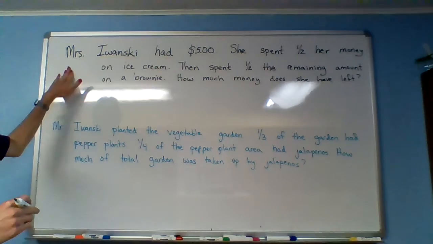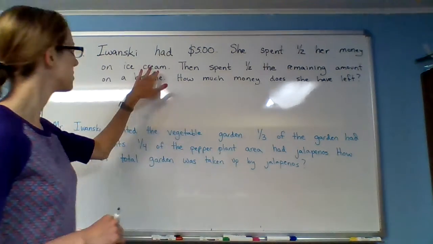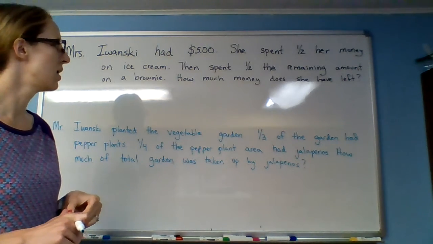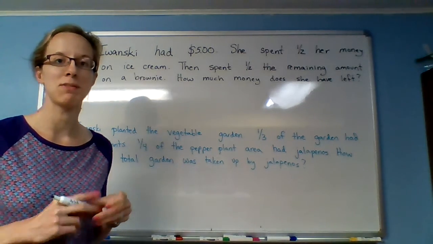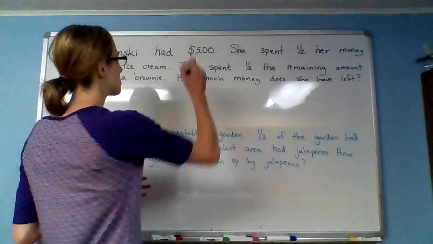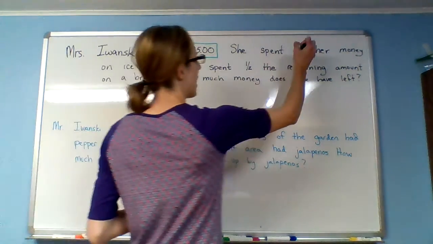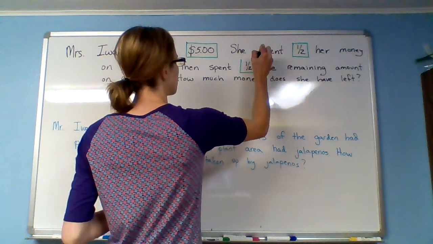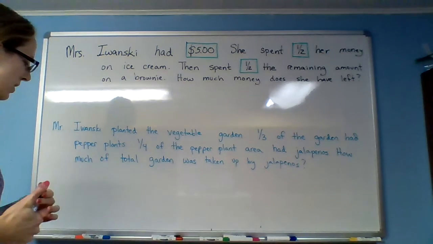Mrs. Iwanski had $5. She spent half of her money on ice cream and then spent half of the remaining amount on a brownie. How much money does she have left? When I attack word problems, what I first like to do is look for the numbers. So the numbers that are in there are $5, half, and half. So now I know the numbers that I'm going to be working with.